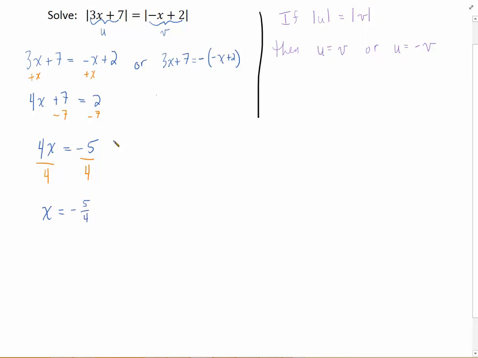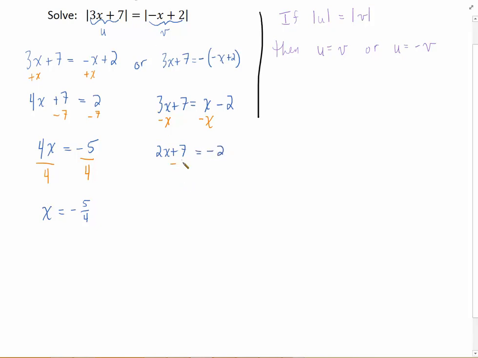But I'm not done. I need to solve the other equation as well. 3x plus 7 is equal to the opposite of negative x plus 2. I'll first apply the distributive property on the right-hand side. The opposite of negative x plus 2 is x minus 2. And now I'll solve for x. Let me subtract x from both sides of the equation, yielding 2x plus 7 is equal to negative 2.